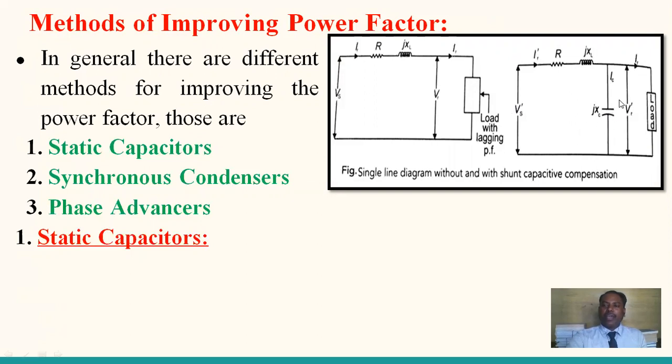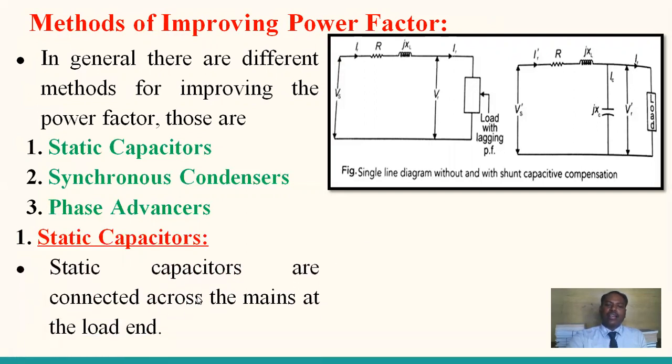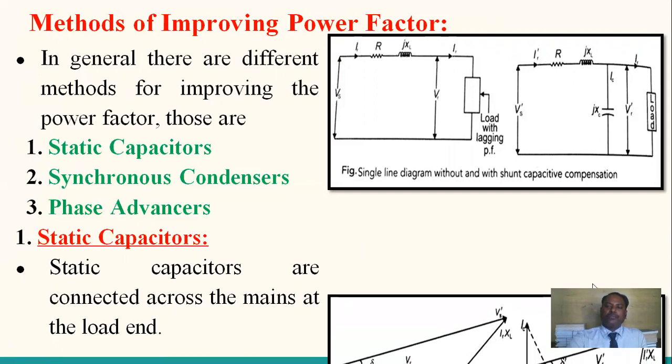So here the capacitor is connected across the load to enhance the lagging load power factor towards unity. This is the major aim behind it. The capacitor connected across is a static capacitor. Static capacitors are connected across the mains at the load end. Mains means the phase conductor as well as the neutral conductor.